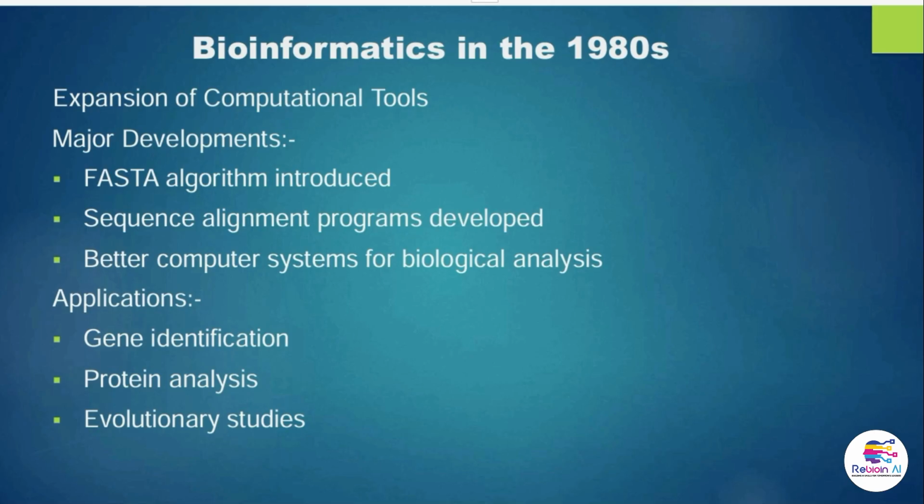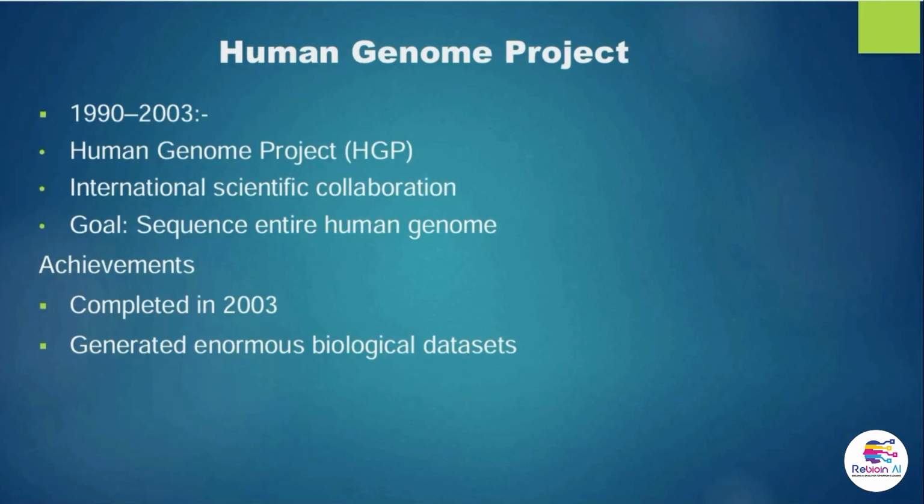As computational biology continued progressing, scientists launched one of the largest scientific projects in human history, that is the Human Genome Project. The Human Genome Project was one of the most ambitious scientific projects ever conducted. It started in 1990 and was completed in 2003. This was an international scientific collaboration involving researchers from multiple countries. The main goal was simple but enormous: to sequence the entire human genome. That means scientists wanted to identify all human genes and determine the complete DNA sequence of humans.